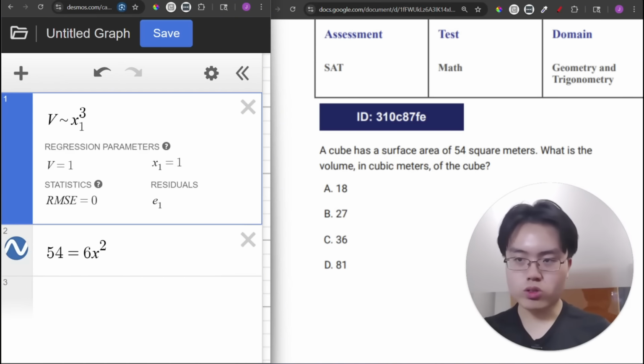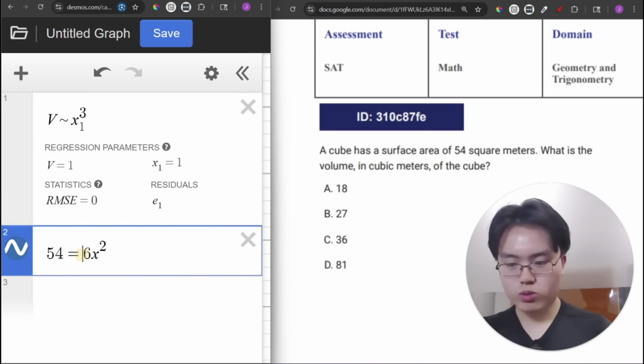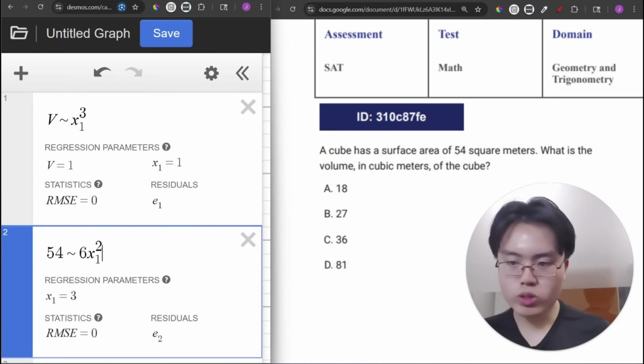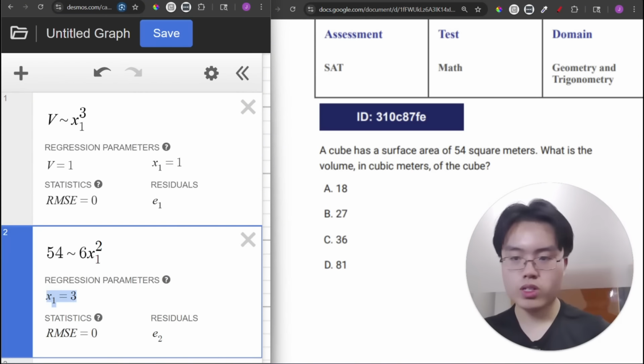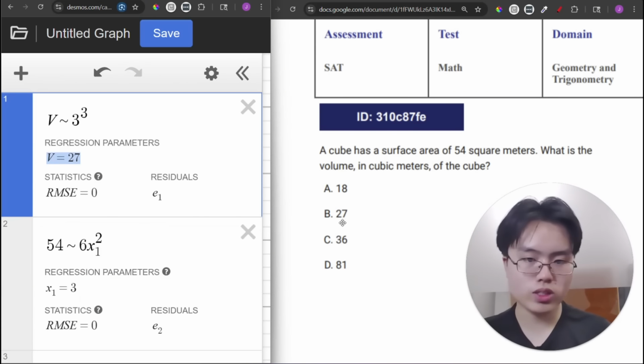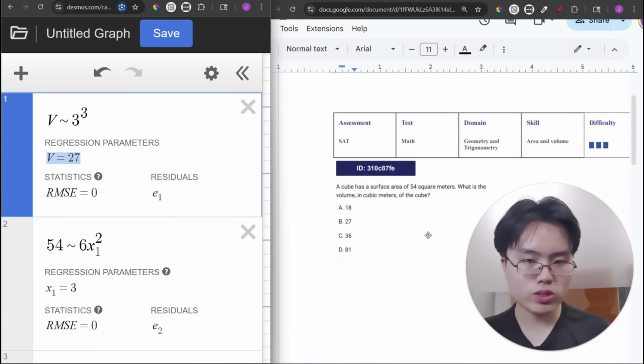Let's solve. Actually, wait, hold up. We need to know what this is first. Okay, so we know x equals 3. So the side length of this cube equals 3, and now we can plug in 3 into here to get the volume 27. So the answer is B for this question.